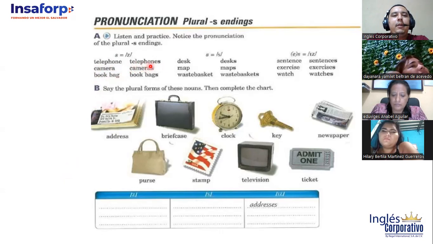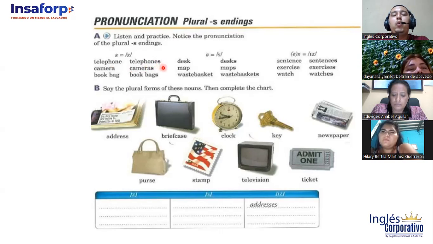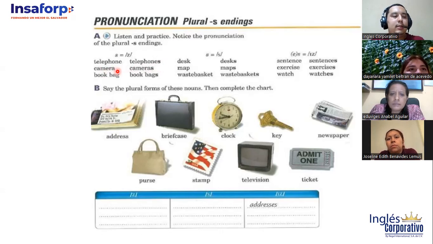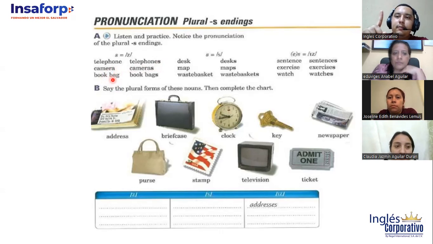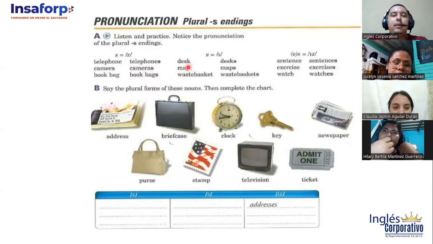What about the case of plural? We have telephone, that is singular. What about telephones? In this case, telephones is plural. We have camera, that is singular. We have book bag, that is singular. Cameras is plural. What about book bags? Plural. Here we have desk, singular. The plural is desks.